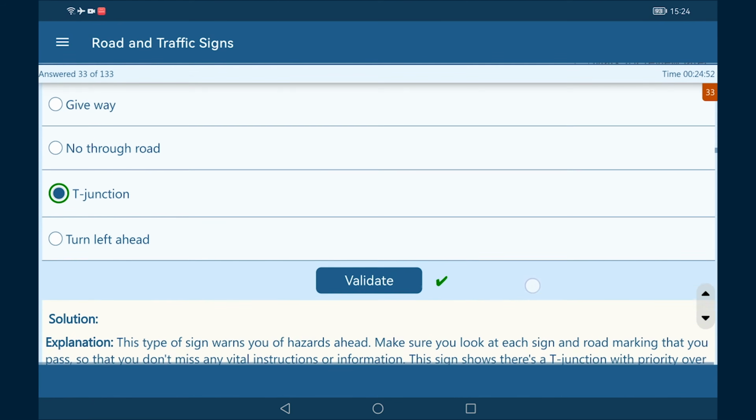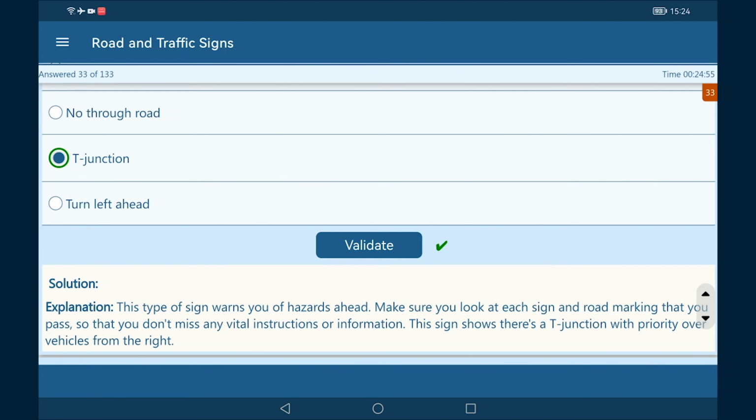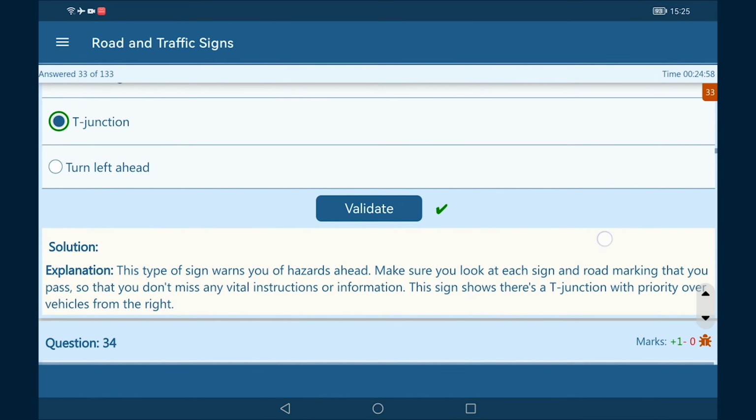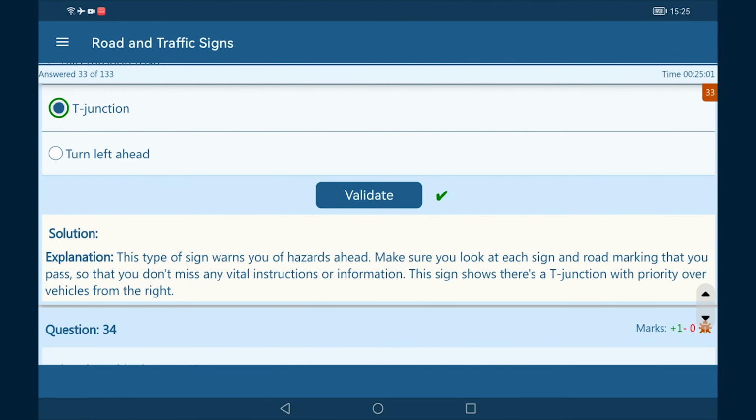Explanation. This type of sign warns you of hazards ahead. Make sure you look at each sign and road marking that you pass so that you don't miss any vital instructions or information. This sign shows there's a T-junction with priority over vehicles from the right.